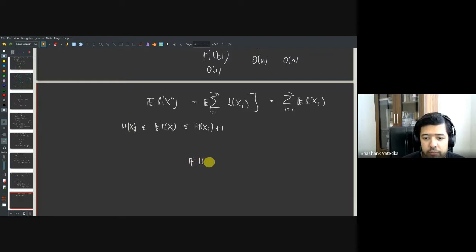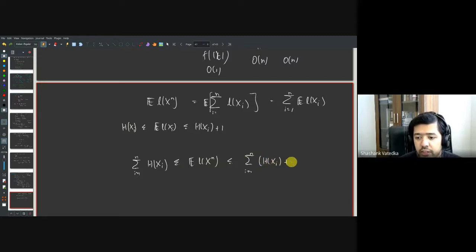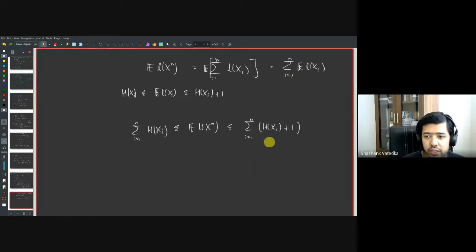So the expected L of xn is going to be greater than or equal to the summation i equal to 1 to n of H of xi, but less than or equal to the summation i equal to 1 to n of H of xi plus 1. If this is stationary, then this is n times H of x, and the right hand side is n times H of x plus n.